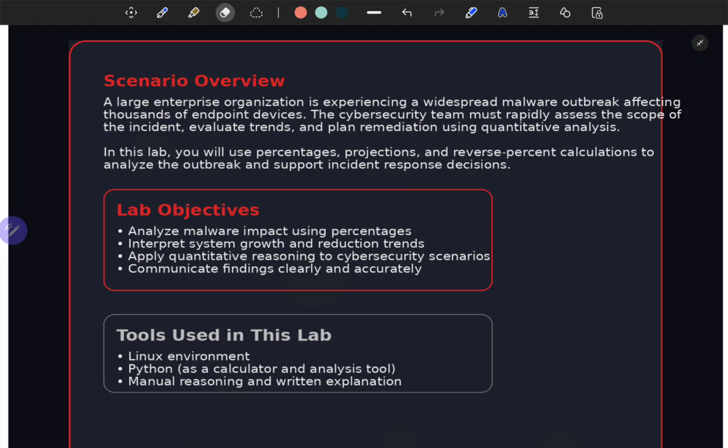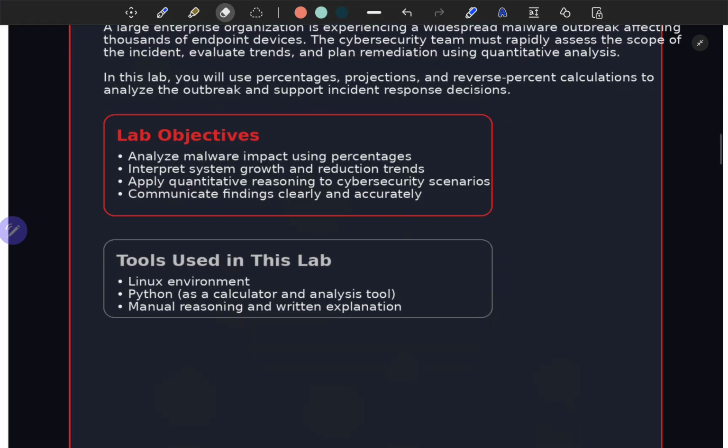Fun stuff. The objectives: we want to analyze a malware impact using percentages. We want to interpret the system growth and the reduction trends. We want to apply quantitative reasoning to cybersecurity scenarios. And finally, communicate findings clearly and accurately. All right, so let's see what we got.